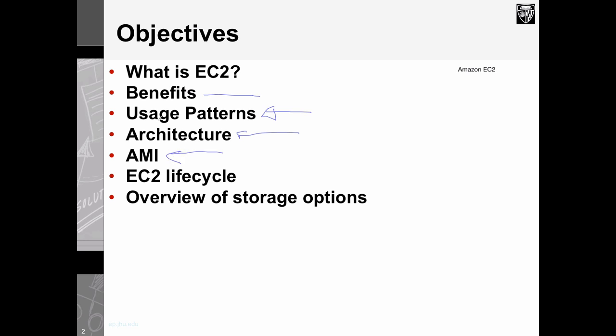We look in detail at how Amazon implements all the services, all the features that we talked about. We look at the EC2 lifecycle, similar to the VM lifecycle we saw in the previous section. And we look at some of the storage options that EC2 provides for our instances.